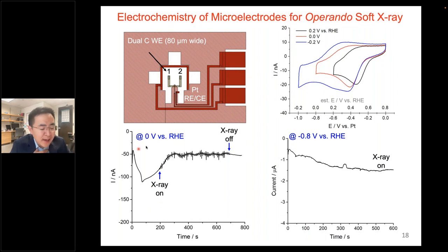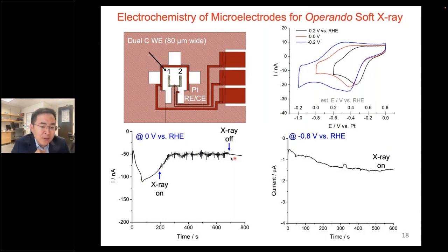When we are at 0 volt, the current is fairly small, about 100 nanoamp. And when we turn on the X-ray, you see those spikes, right? Those spikes are the X-ray induced photoelectrons detected by the potentiostat. It's a very sensitive potentiostat with picoamp sensitivity. So we can also use electrochemistry to verify whether there are any outstanding beam induced effects. And the moment we turn off the X-ray, the current goes back to the baseline.